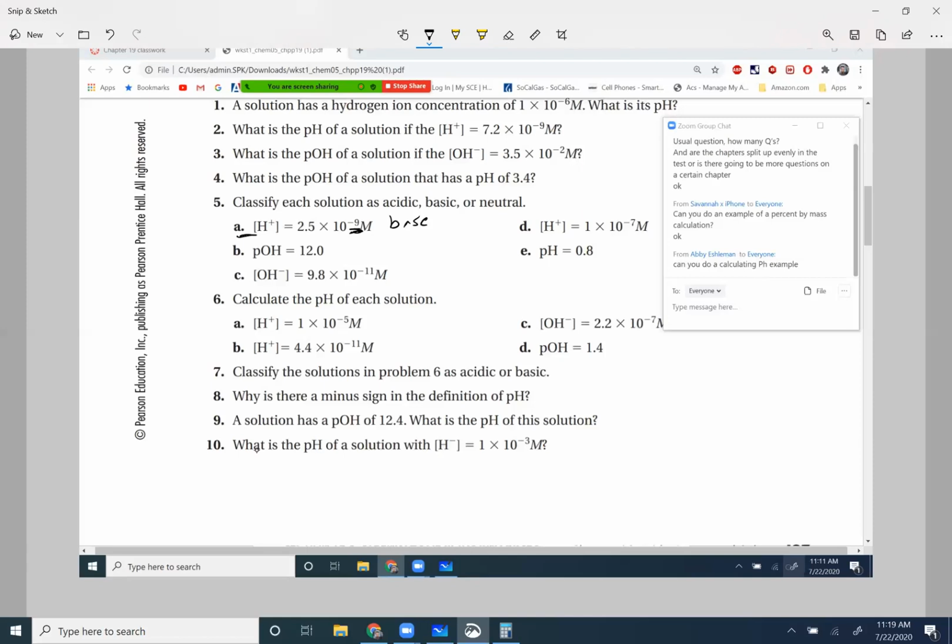And then pOH. Well, if the pOH is 12, then the pH is 2. So what's a pH of 2? Well, that's an acid. Okay. So again, same thing with this. If the pOH is going to be somewhere around 11 or 12, then the pH is going to be 13 or 3 or 2. So this is also going to be an acid. So that's how you can do that really quickly.